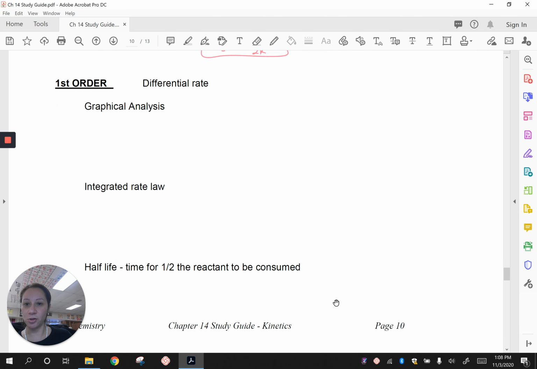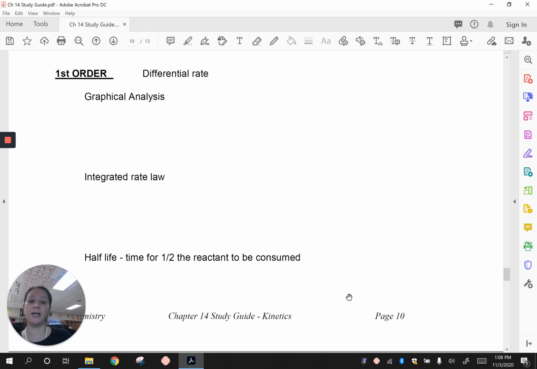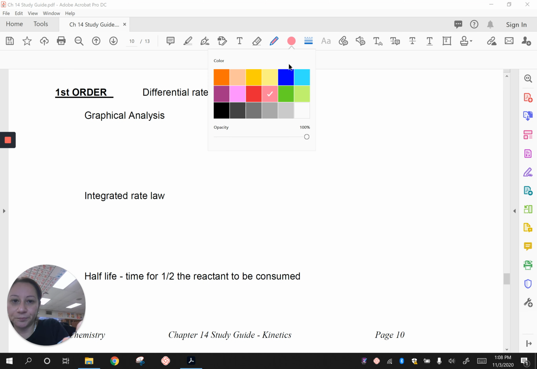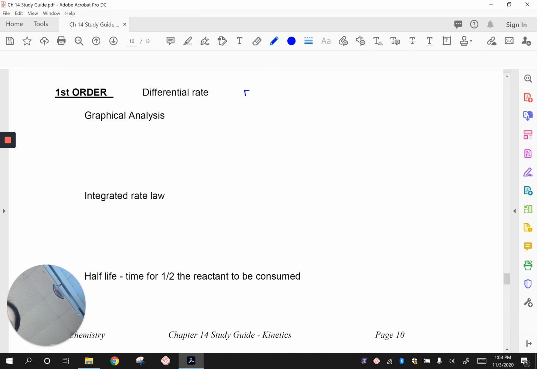Okay, let's look at first order. First order reactions mean that the rate varies directly with the concentration. If I double my concentration, I double my rate. If I triple my concentration, I triple my rate, and so on. So let's write the differential rate law. Rate is going to be equal to a constant times the concentration of your reactants raised to the first power.